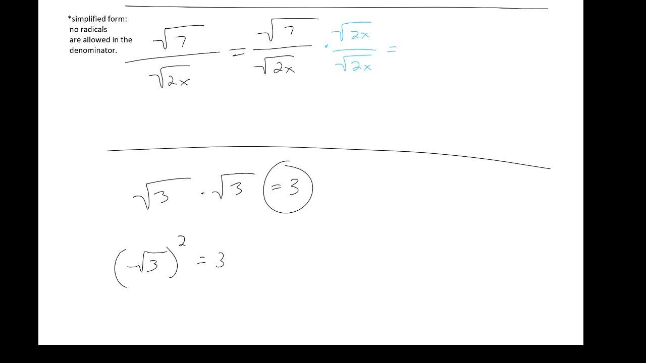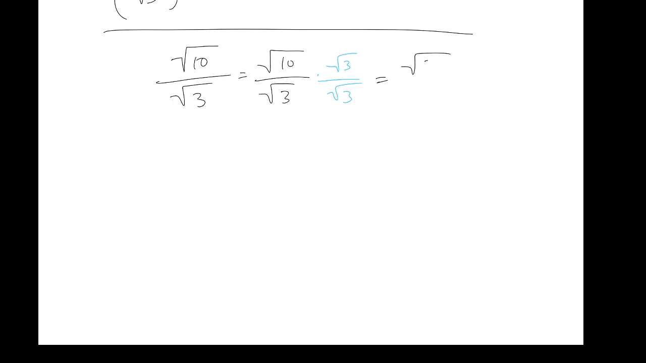Let's take the top. Rad 7 times rad 2x is rad 14x. And then we have rad 2x times rad 2x. And as we saw before, you multiply a radical times itself, the radical gets undone. Here is our simplified answer. This is how we can express this. It means the same thing as this, rad 7 over rad 2x. It's the same exact thing. It's just expressed differently, and it's expressed properly in simplified form without a radical in the denominator. Let's do some more practice.